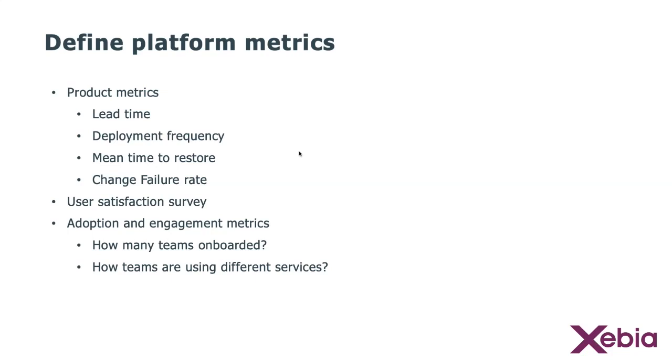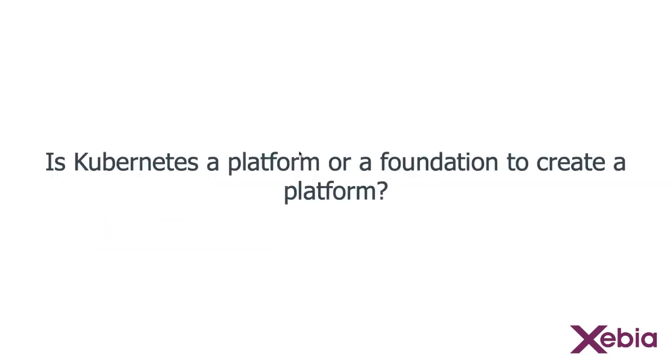You will get feedback from your developers on that, and that will help you fine tune your platform. And finally, you have to define the reliability metrics, where we're talking about the service level objective of the platform and the number of incidents that are happening on the platform. This all can help you run a platform which is stable and successful, and developers want to use it.